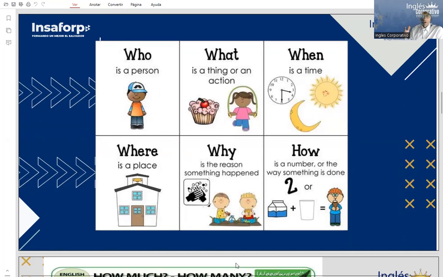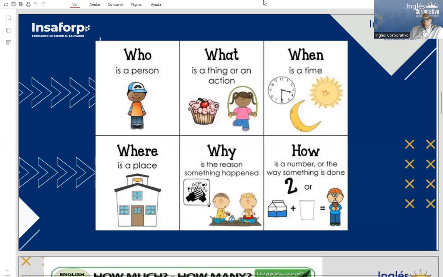Yesterday, we had a little idea about WH questions. The most common are what, when, where, and how. The most important, to me, it's a personal opinion, guys. To me, the most important are how, where, and when. But as a little review, who is about persons?